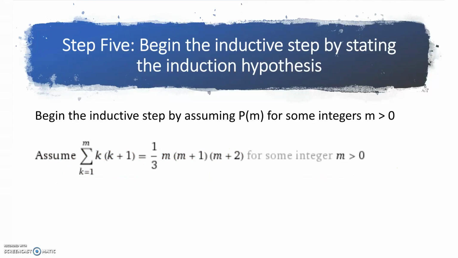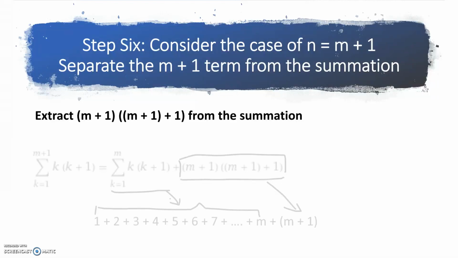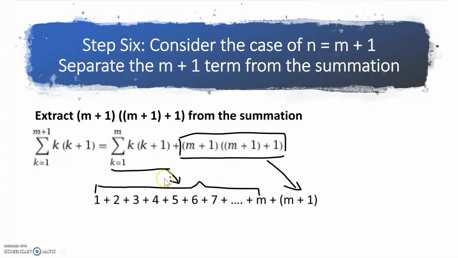So let's come to step 5. Begin the inductive step by stating the induction hypothesis. Begin the inductive step by assuming Pm is true for some integer m larger than 0. So you just replace n with m in the original formula. That means 1/3 m, m plus 1, m plus 2, right? And then we come to step 6. Consider the case of n equals m plus 1. Separate the m plus 1 term from the summation. Here's what we do.